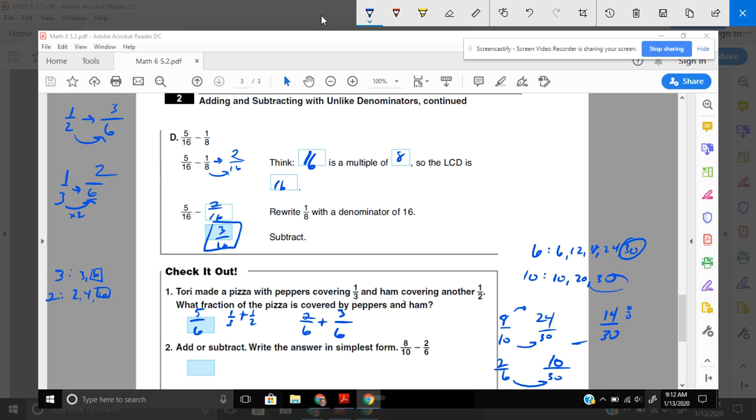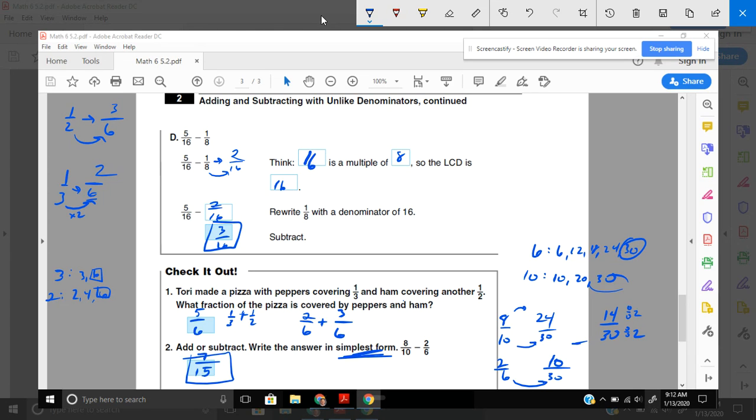And we're not as simple as we could be because both of these are even. You can divide them both by 2. 14 divided by 2 would give me 7, and 30 divided by 2 would give me 15. So don't forget about simplest form. Check and see if they have any common factors that you could divide out.